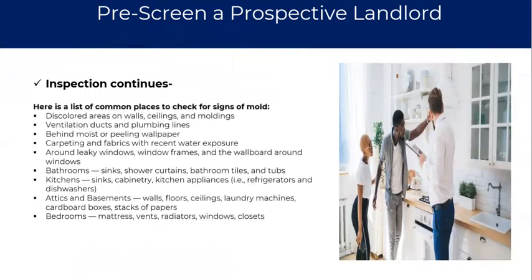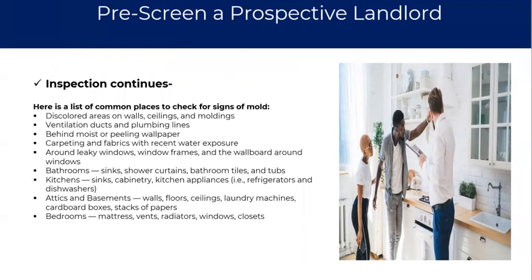Below is a list provided by the Green Orchard Group on how to check for signs of mold. Again, like I mentioned, look for discolored areas on walls, ceilings, and moldings. If you have access to the ventilation ducts, look there, and behind moist, peeling wallpaper. Look at the carpet and fabrics to see if there's been recent water exposure.